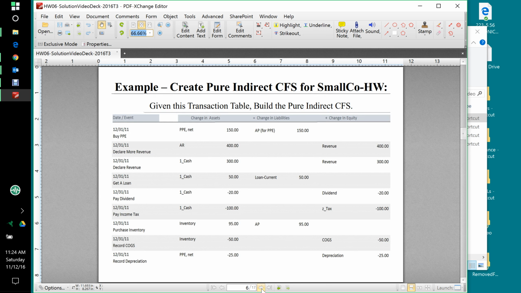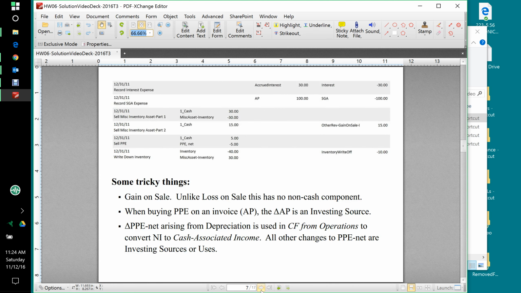What I'd like to do in this video is jump right into an example where we're asked to create a pure indirect cash flow statement given only a company's transaction table for a period, and this year, the period being the year 2011. So most of the transaction table is here, and the rest is on the next page.